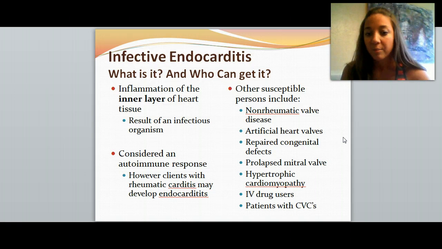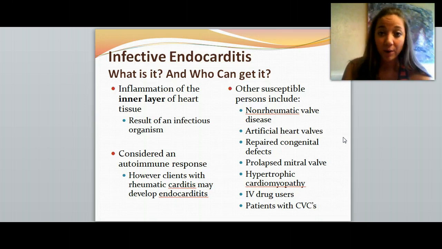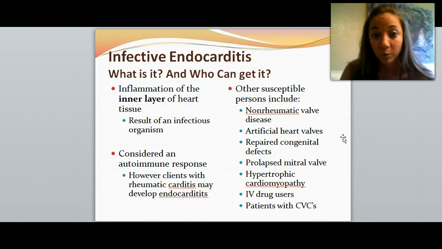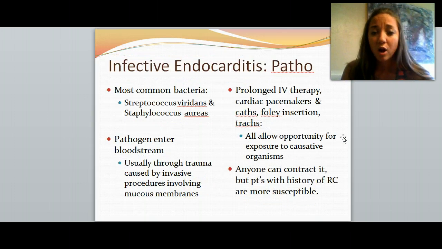IV drug users, patients with central venous catheters, so like central lines, you've probably heard of those, people have a higher chance of getting infective endocarditis. And that's just because these people have higher incidence of microorganisms entering their bloodstream at all times, and then our bloodstream travels throughout our body and goes through our heart, and a lot of times those infections can lodge within the endocardium and cause problems. So most commonly it's caused by Streptococcus viridans or Staphylococcus aureus. Okay, so strep viridans or staph A.